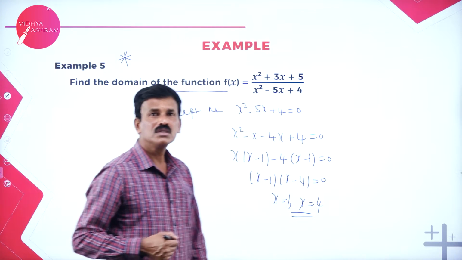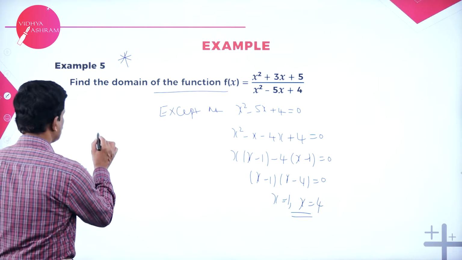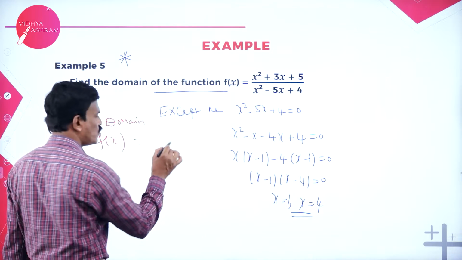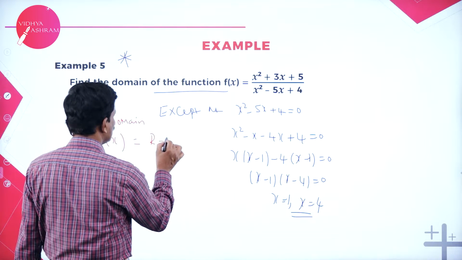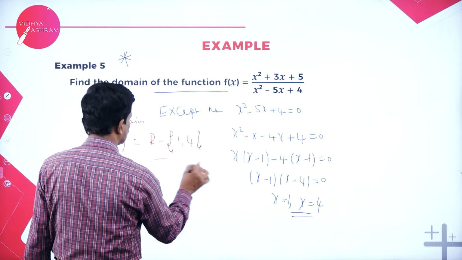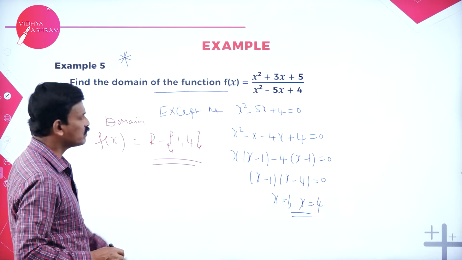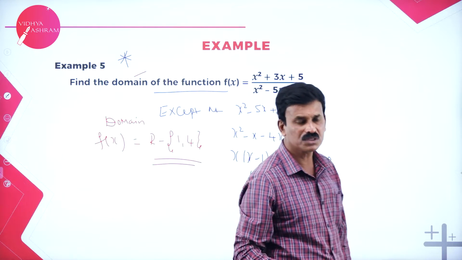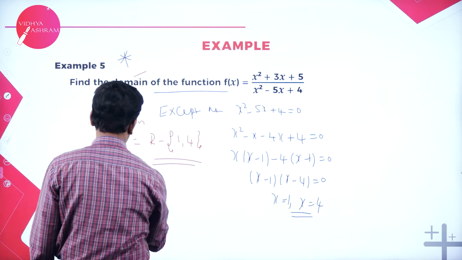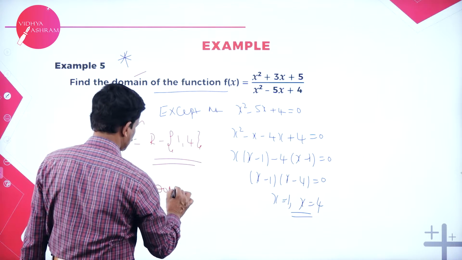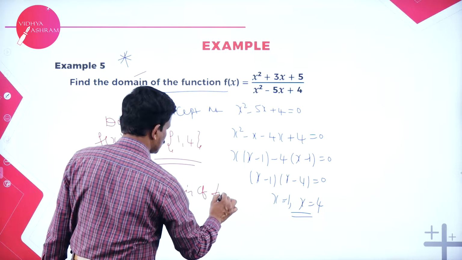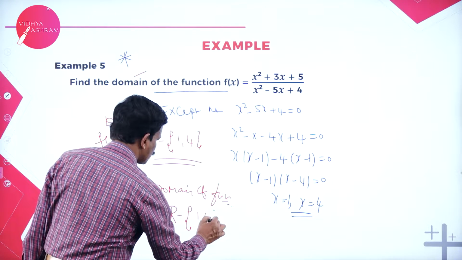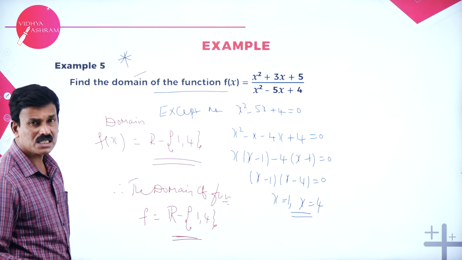That's all. Therefore, the domain of this function f of x is defined by the set of all the real values except these, that is R minus 1 comma 4. That's it. The set of all real numbers except 1 comma 4 will give the domain of the function. Very simple and important problem for 2 marks. So, therefore, the domain of the function is equal to R minus 1 comma 4.